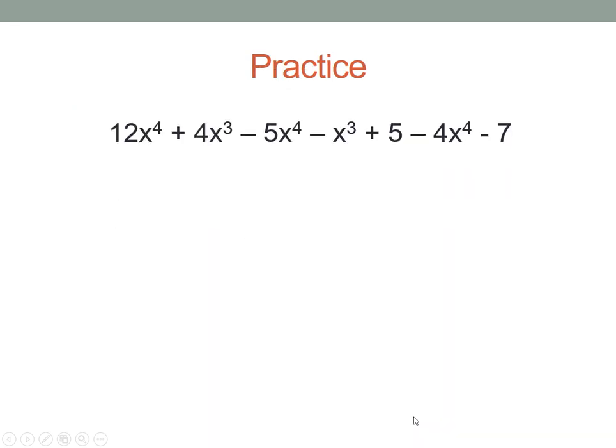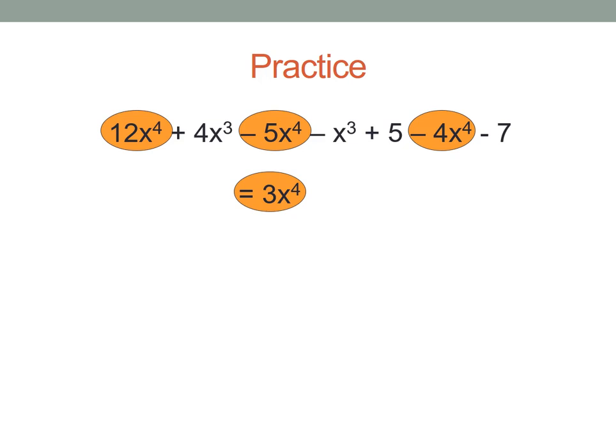Let's do practice. I'll do one with you. So here we've got, let's see, how many terms? Remember terms? Terms are things that we add together in an expression. So that's 3, 4, 5, 6, 7 terms here. And let's find everything in our x to the 4th power family. I've got 3 different terms in our x to the 4th power family. So I'm going to now add the coefficients. So I have 12, and then minus 5, so I could do plus negative 5, and then minus 4, so I could change that to addition, so it's plus negative 4. And if I put all of those together, I'm going to get 3x to the 4th.